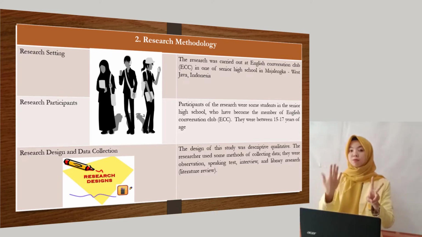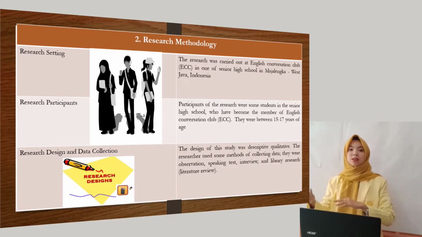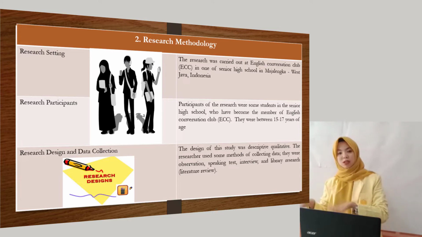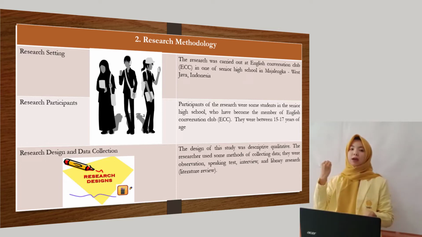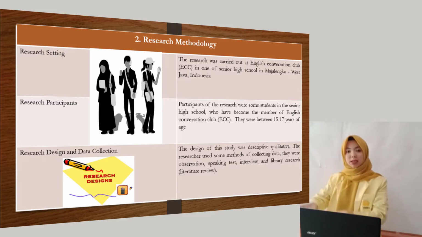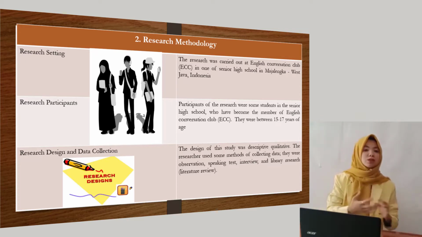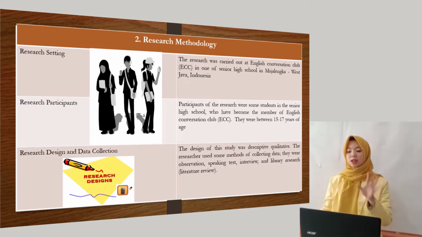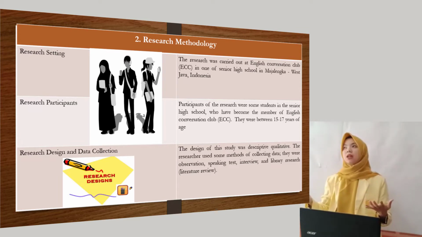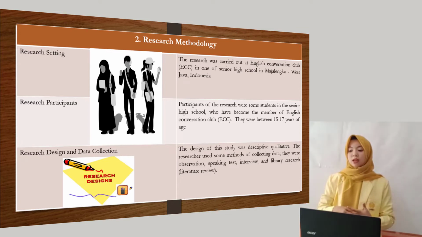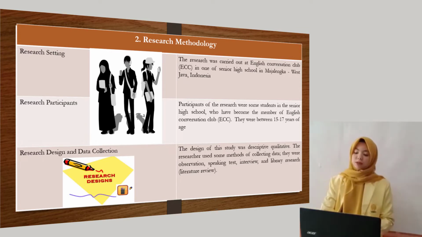The second one is a speaking test, conducted to know specifically students' speaking ability by giving them the test, asking and giving opinions, and also discussion about some topics. The third one is an interview to know more information about students' speaking problems, students' preparation before speaking, and students' critical thinking too. And the last one is library research or literature review.